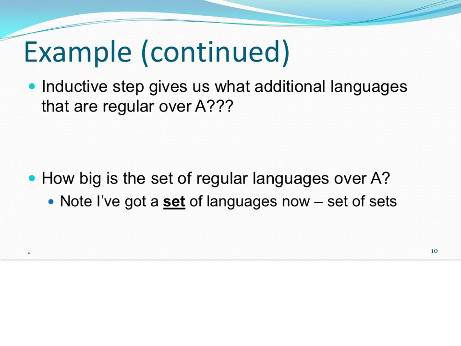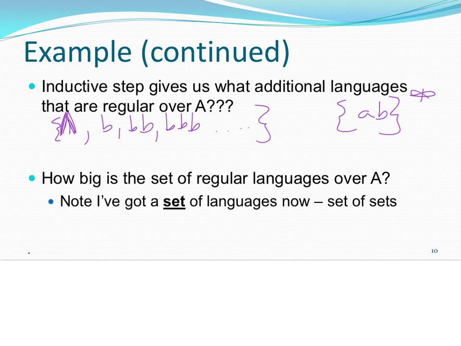The inductive step gives us a bunch more languages, right? We can now take the union, we can concatenate, we can take the star. So for example, B star, which is lambda, B, B, B, B, B, B, and so on, is regular over A. We know we can concatenate, so AB is regular, but that also tells us that the set AB starred is regular, right? What's that?